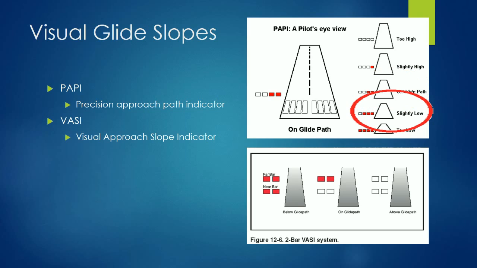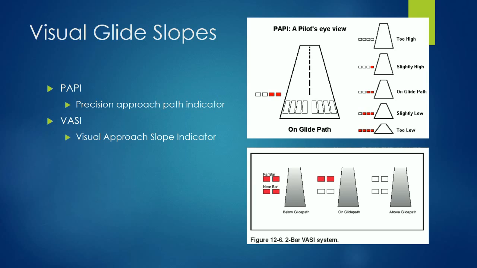So if you see three reds or 4 reds, which means you're way too low, you need to level off, maintain that altitude until those lights come back. So you need to decrease your rate of descent until the white lights start to appear again, and then you can continue your descent. Now, a VASI works pretty much the same, except a 2-bar VASI is the most common.